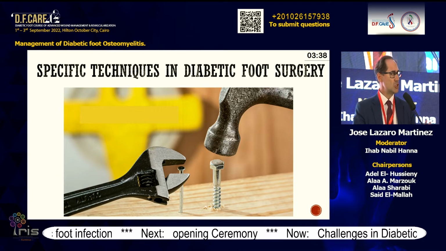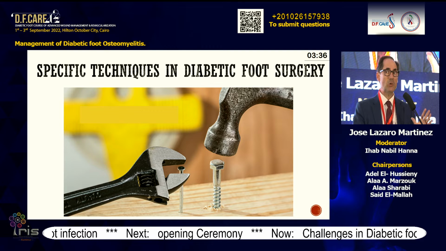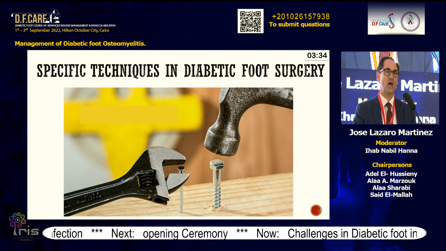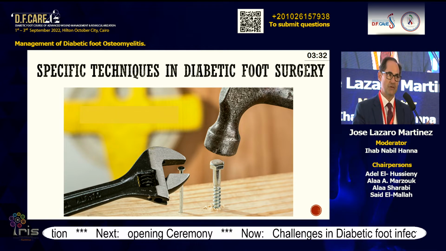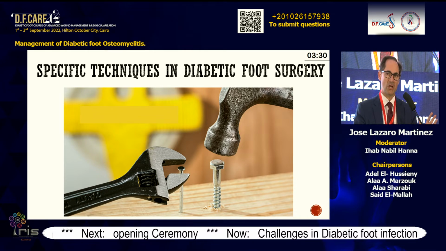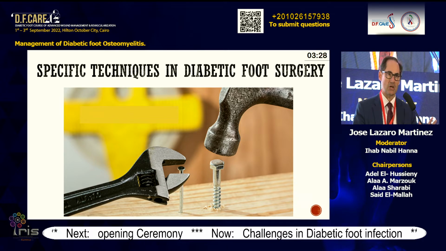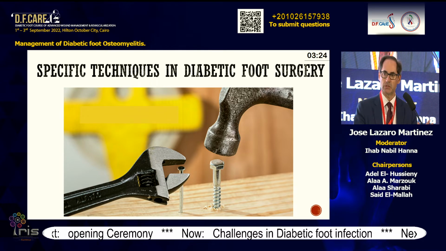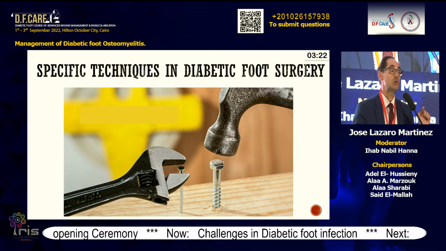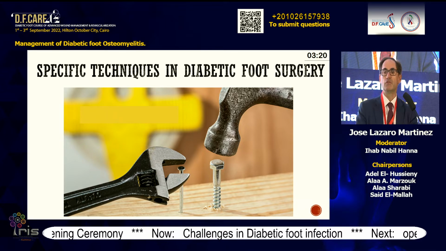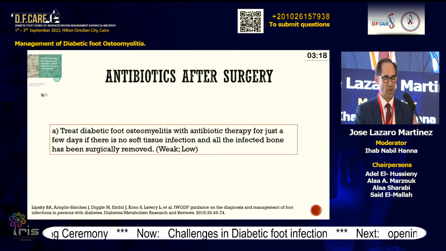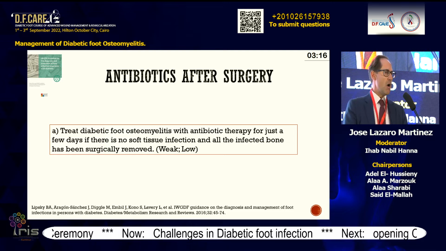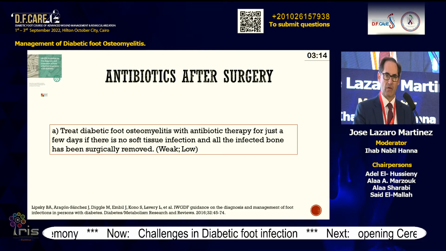So, in summary, you need to be trained in the surgical approach to the diabetic foot. Some of you are vascular surgeons, some orthopedic surgeons, some plastic surgeons, but how many are foot surgeons? You need to be trained in this specific foot surgery. This is very important. Another important question: what happens with antibiotics after surgery?